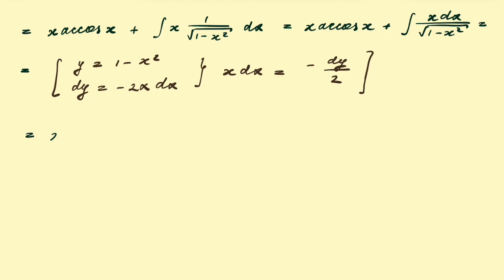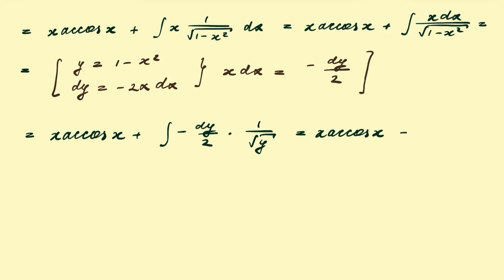So we have x times arc cosine of x plus an integral of, well, x times dx is minus dy over 2 times 1 over square root of y. Now it equals, again, x times arc cosine of x minus 1 over 2 integral of dy over square root of y.